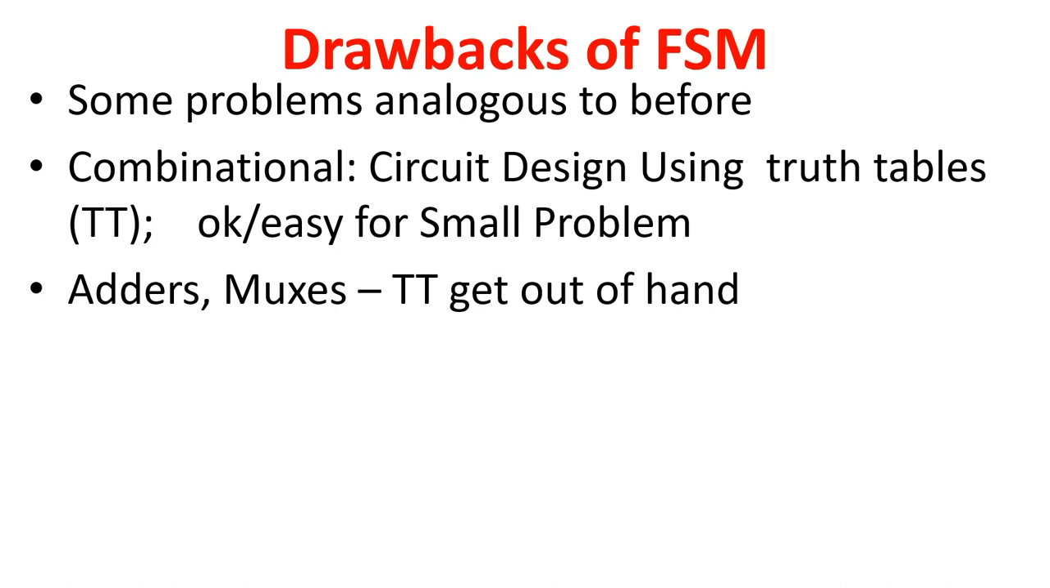Suppose you are using a 32-bit adder, then the number of inputs will be 32 for one operand and another 32 for the other operand, and the output will again be 32. So there are 2 to the 64 different input combinations, which is very difficult to handle. Not only that, we also need to handle 32 output functions, each function having 2 to the power 64 different values. We cannot do that. Similar to that, in FSM also it is a similar thing.